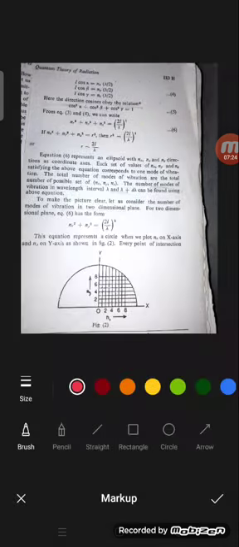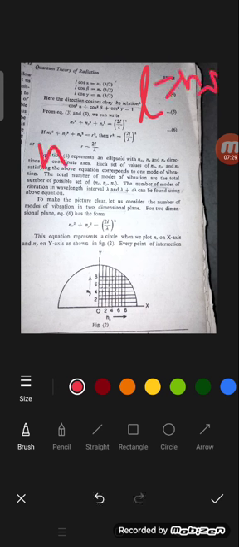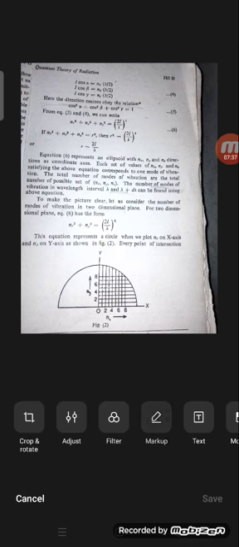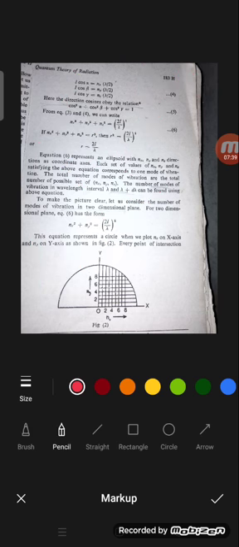L is equal to nx lambda by 2. If we take an angle alpha, that is L cos alpha is equal to nx lambda by 2.